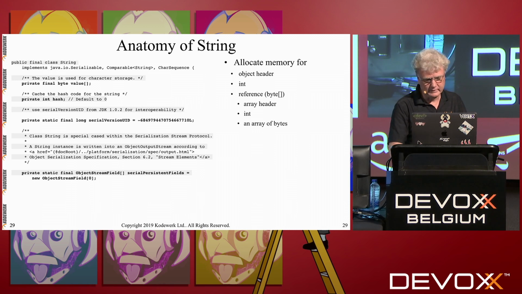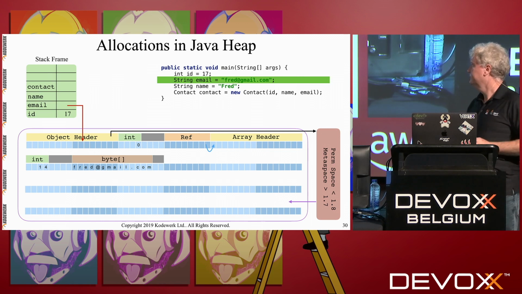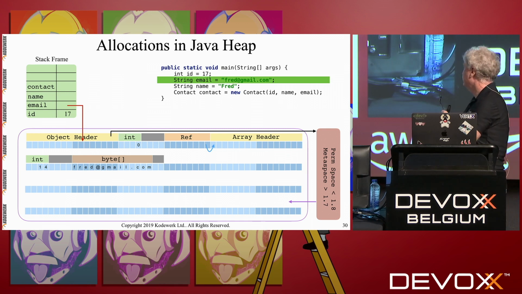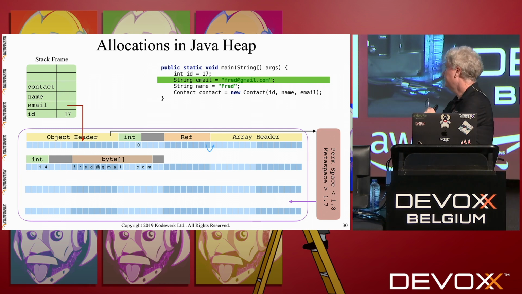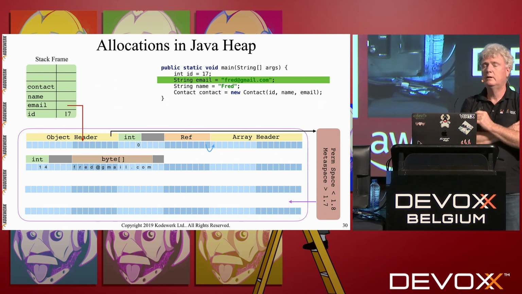So, at the end of the day, what does it all look like? This, generally. There's conditions where this might change. For instance, if you use compressed oops, then the sizes of things are actually going to change. But anyways, generally that's what it's going to look like. And you notice there's some gray bits in the layout. And the gray bits in the layout are padding.